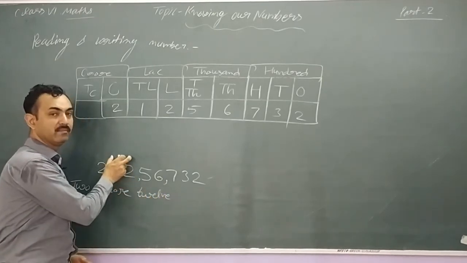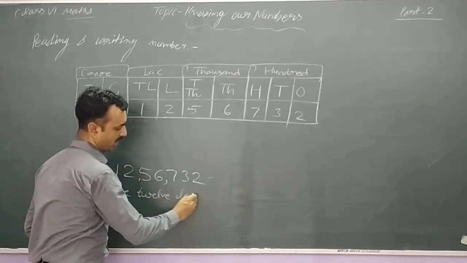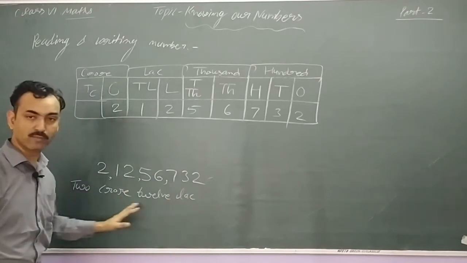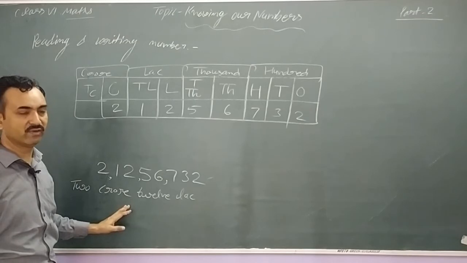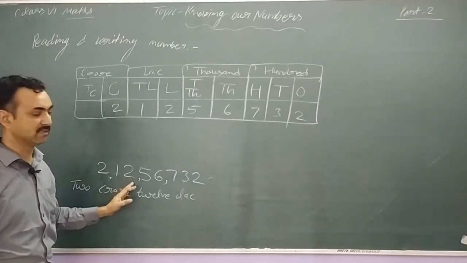12, and what is the group name? Lakh. 12 lakh. Don't write a comma here. We will not write the comma in the words when we are writing in words. We write commas only in digits.